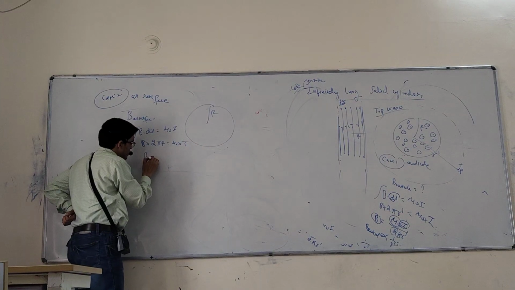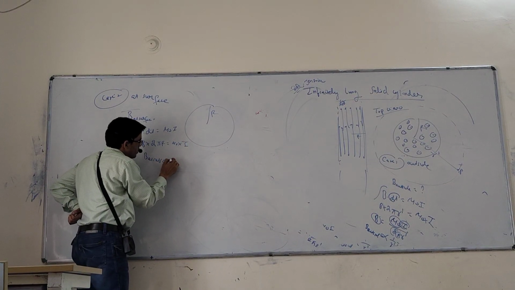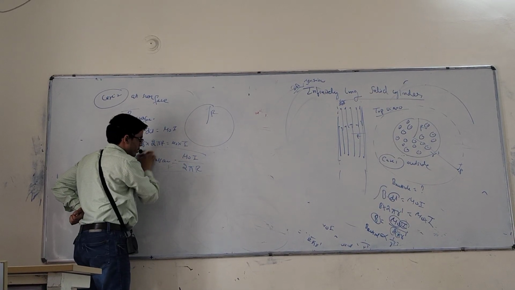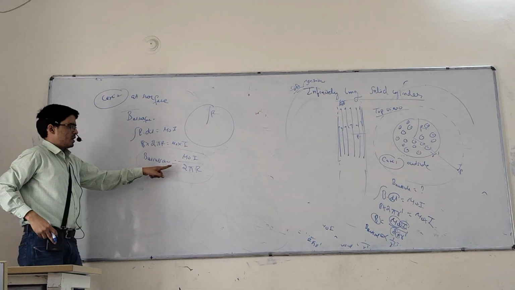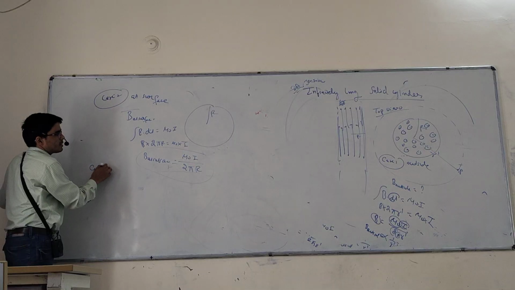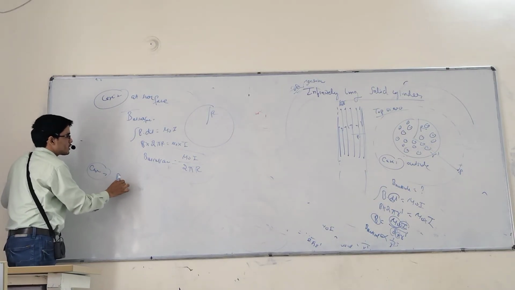So what is the B value at the surface? 2 pi I by 2 pi R. Mu naught I by 2 pi capital R. Is that constant or variable? Constant here. Check, constant here. What is outside? Now case number 3, that is outside. B outside, what is the value?